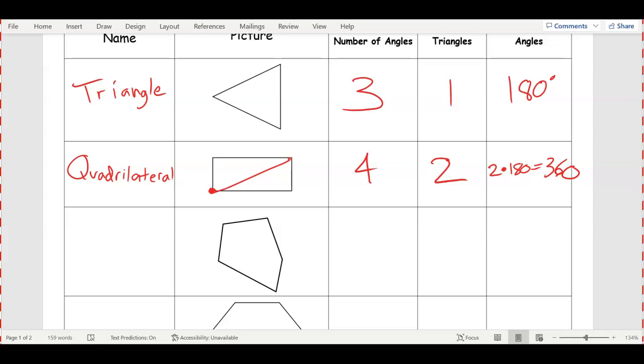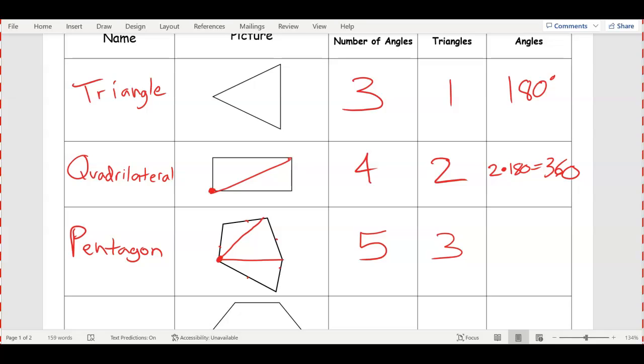Let's do another one. Count the number of sides down here. How many sides do I have? 5. So what do I call a 5-sided figure? Pentagon. Okay. And once again, pick a vertex and connect all of your diagonals. That's it. How many triangles do you see? 3 triangles. So once again, each triangle is 180.